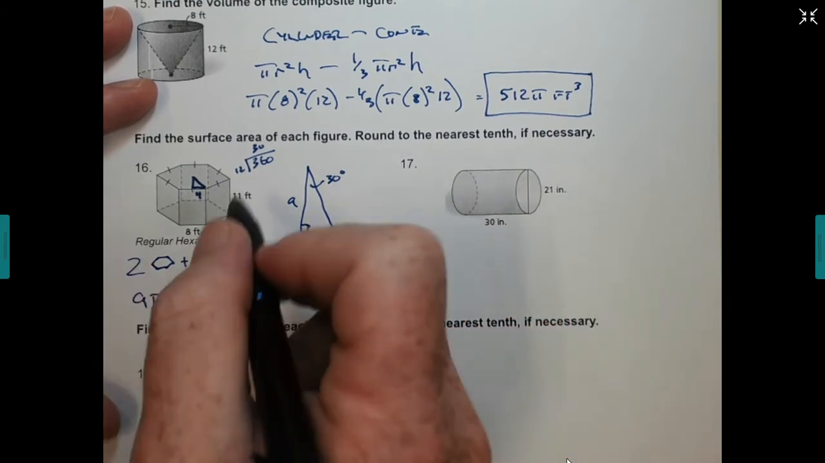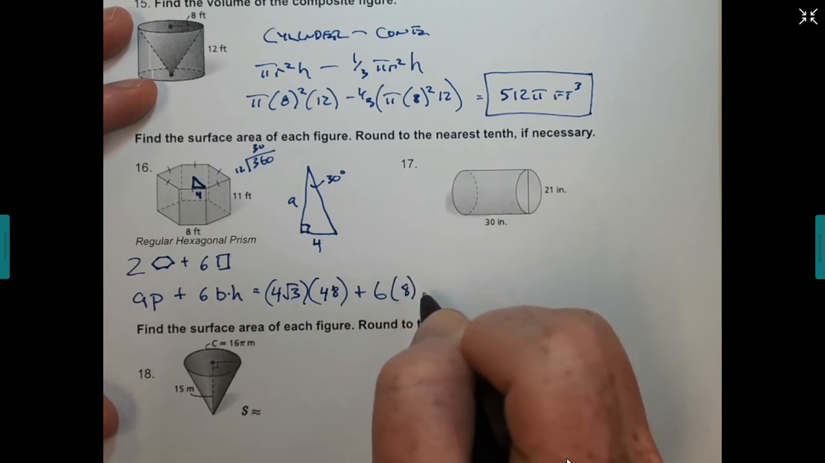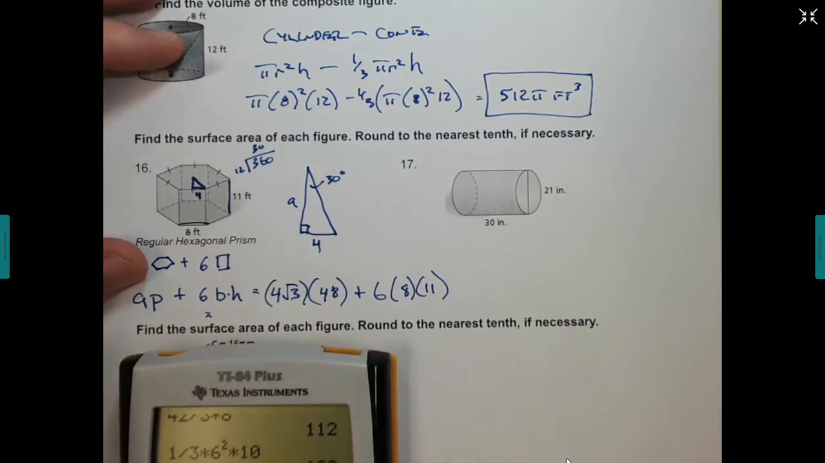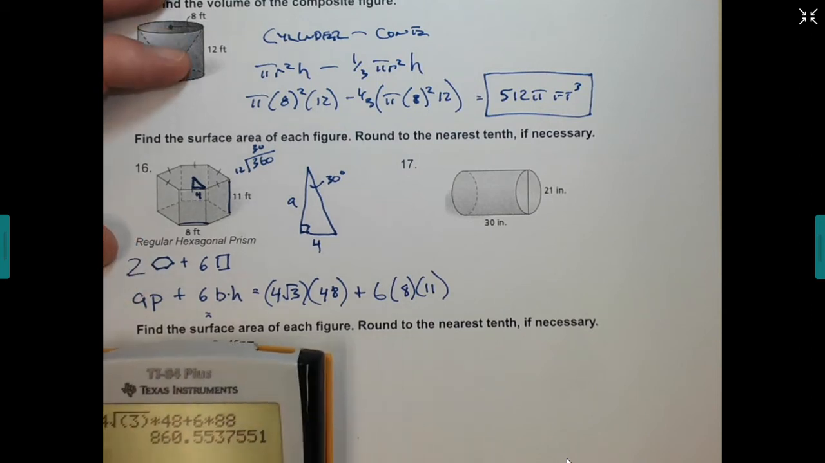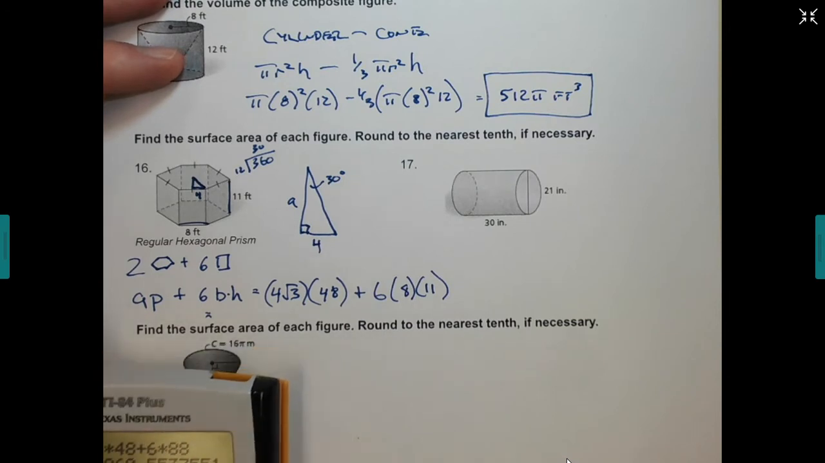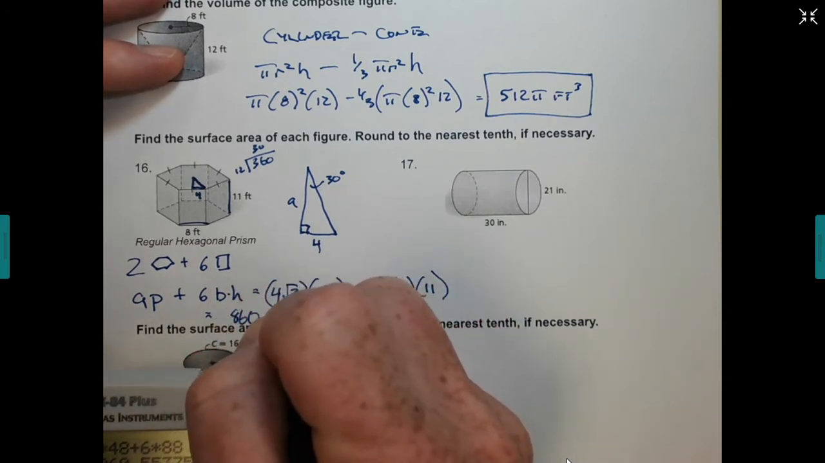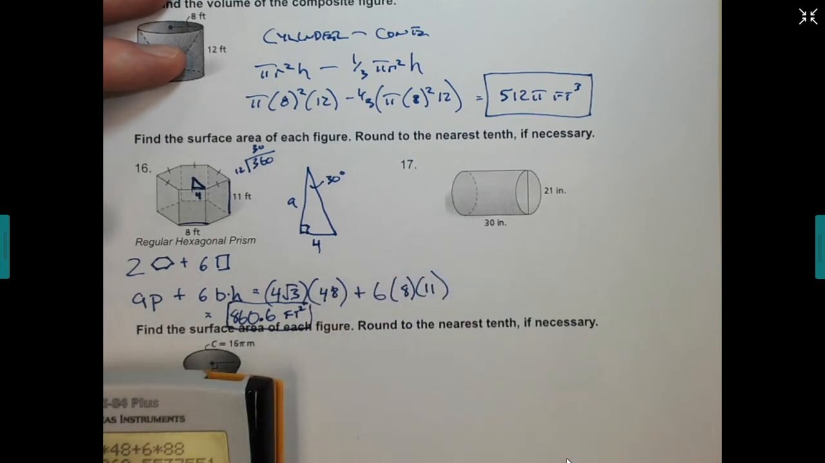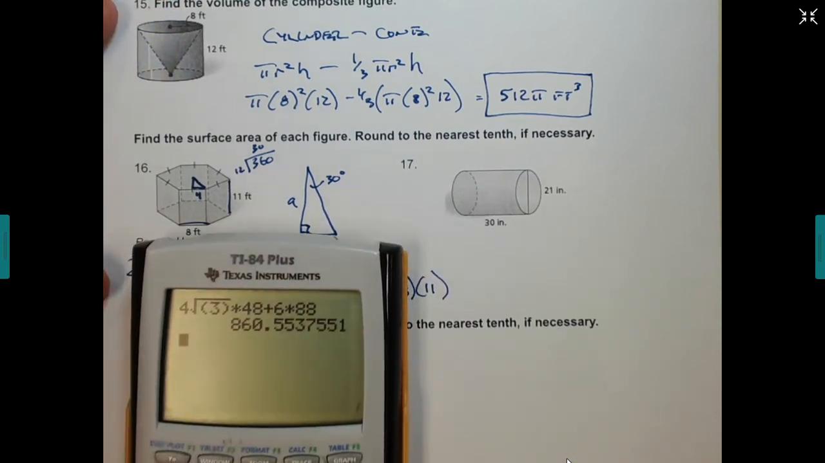And then I got 6 congruent rectangles. The base of all those rectangles is 8. The height of each rectangle is 11. 8 by 11. So, let's see if I can shove my answer in here because I'm putting it all into the calculator. 4 square root of 3 times 48 plus 6 times 88. Round to the nearest 10th. So I'm looking at 860.6. And we're looking at square feet. This is an area, 2-dimensional. In case you want to see what I put in the calculator.